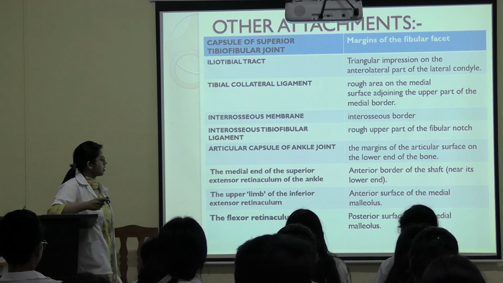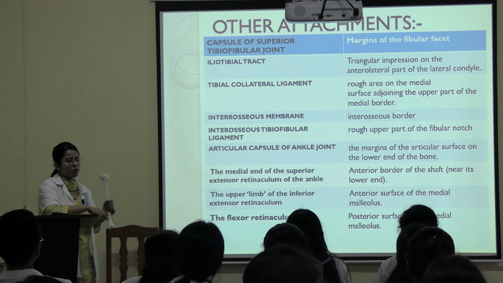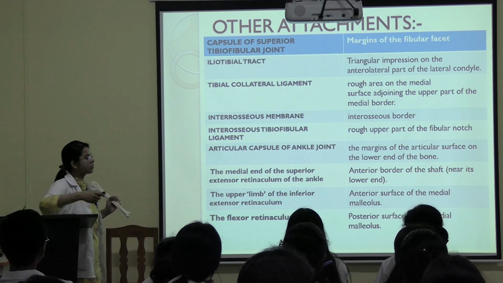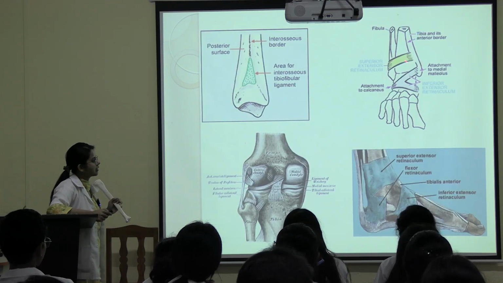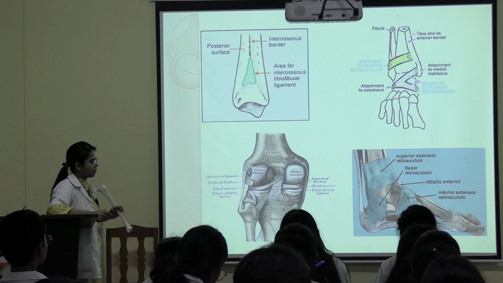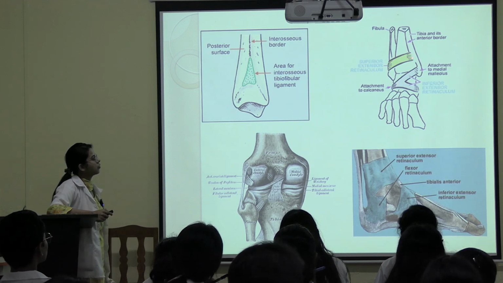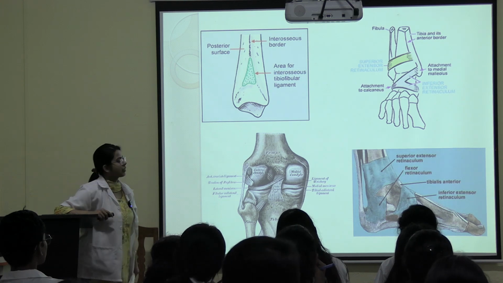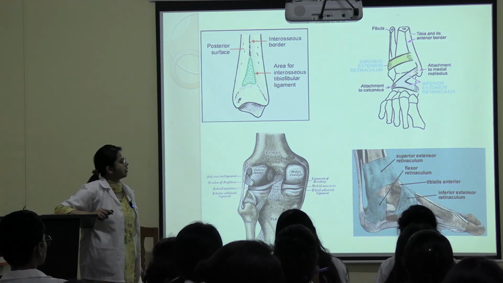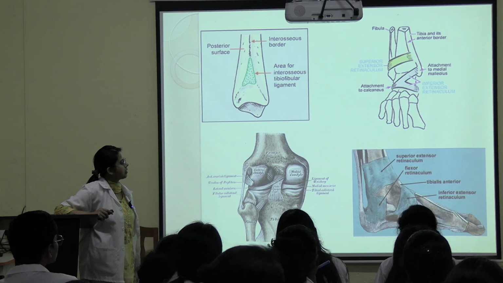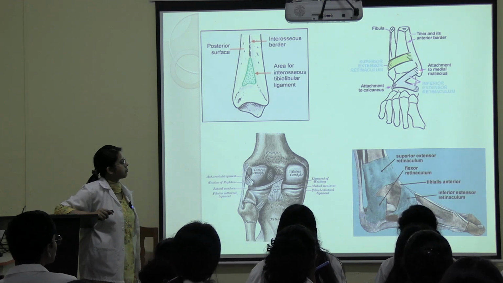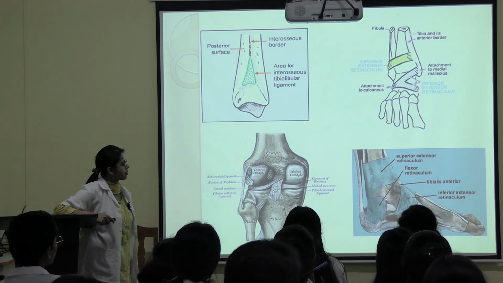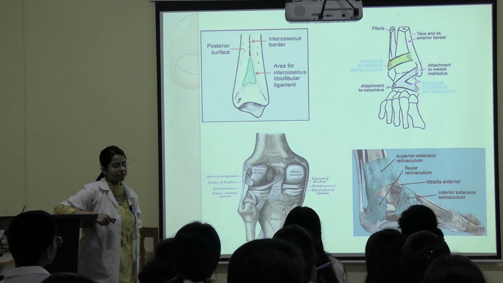So superior extensor retinaculum of the ankle, this part, extensor retinaculum you have seen. These are the extensor retinacula, superior and inferior. Superior extensor retinaculum will be attached to anterior border of tibia, and upper limb of this inferior extensor retinaculum, you see, to the anterior surface of the medial malleolus, and this is the flexor retinaculum. It will be attached to posterior surface of medial malleolus.